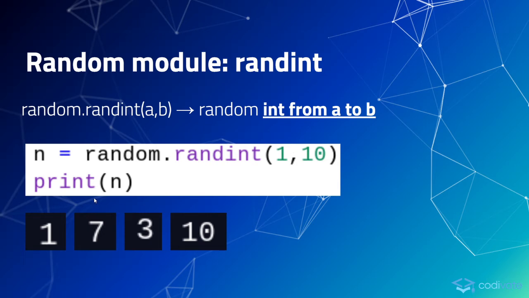One time I ran it, I got the result of 1. Another time I run it, I get 7. Another time 3. Another time 10. One thing you'll notice is that unlike other things in Python, this actually includes the beginning and ending values. So 1 is a possibility for the random, and 10 is also a possibility for the random.